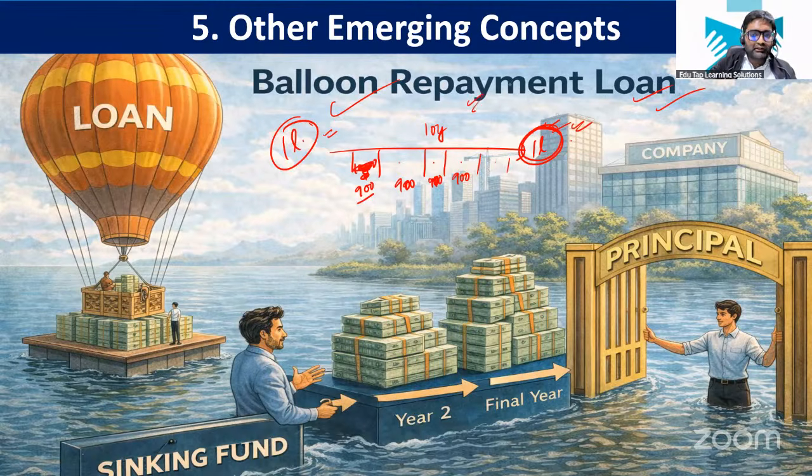That will be a big burden for you, isn't it? That is called a balloon repayment loan. Is it understood? For this, what actually happens, you can see over here, there is something called a sinking fund that is maintained by the companies. If they take such a balloon repayment loan, they maintain a sinking fund.